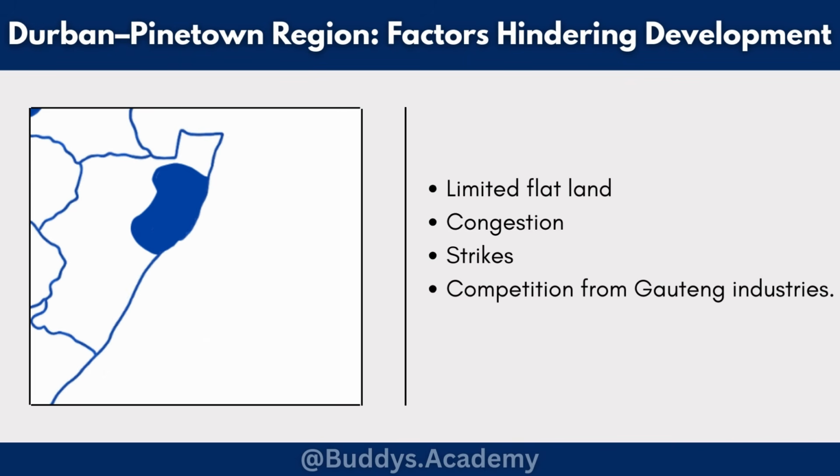The factors that are going to hinder development will be your limited flat land, because remember, KZN is going to have your hilly land. That means it's going to have steep slopes. It's not going to be fully flat land. There's going to be congestion, strikes, and competition from your Gauteng industries.